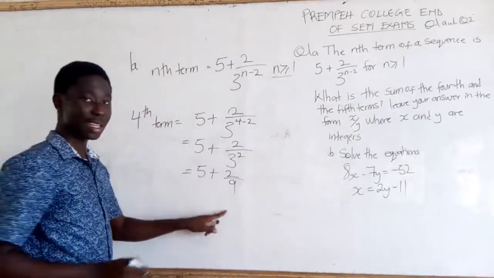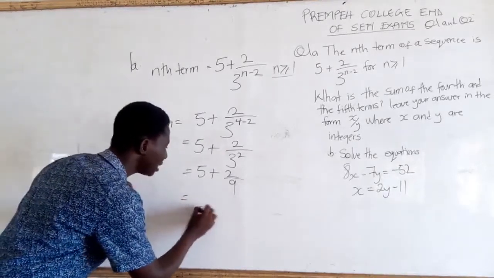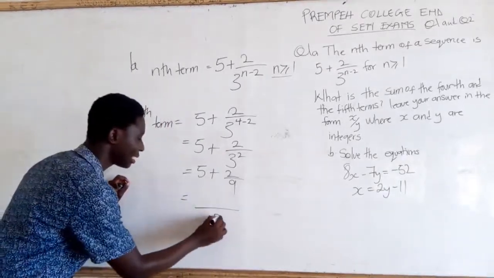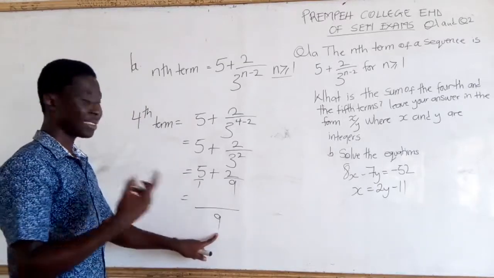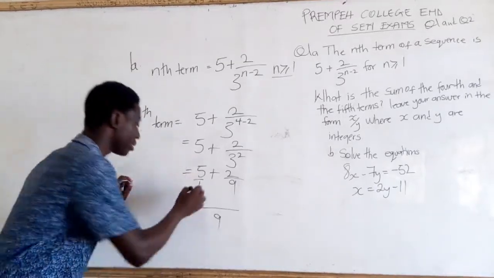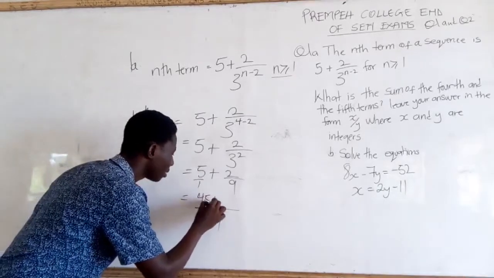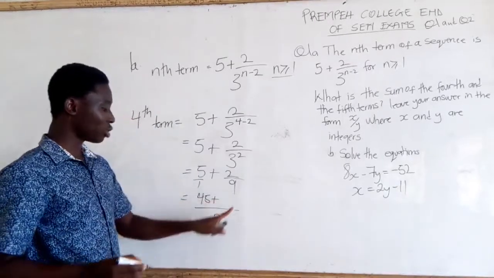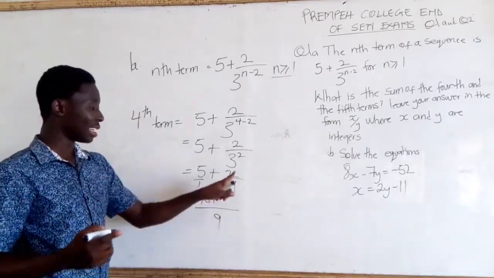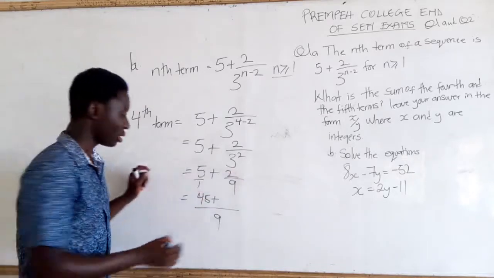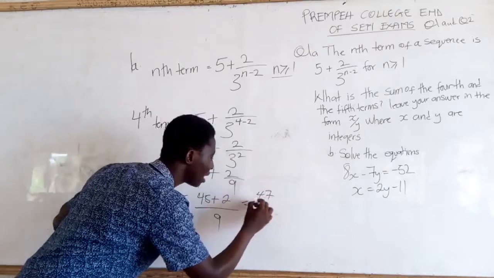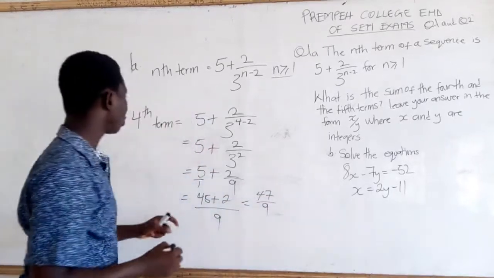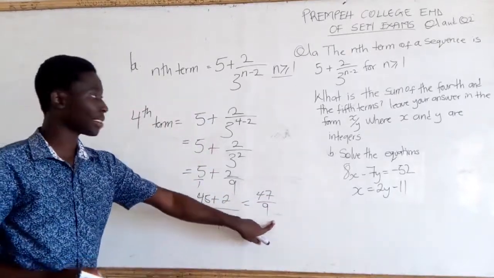And from here we find the LCM. So our LCM is going to be 9. Here it is over 1. So 1 goes into 9, 9 times. 9 times 5 is 45. Plus 9 goes into itself once, and then 1 times 2 is 2. So I'm going to get 47 over 9. So this is our fourth term.